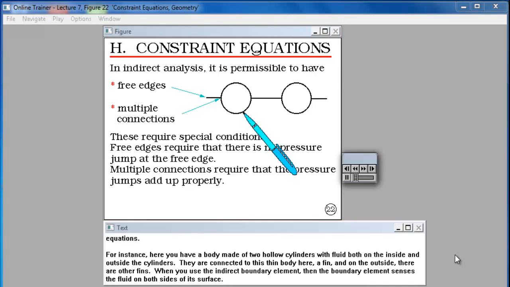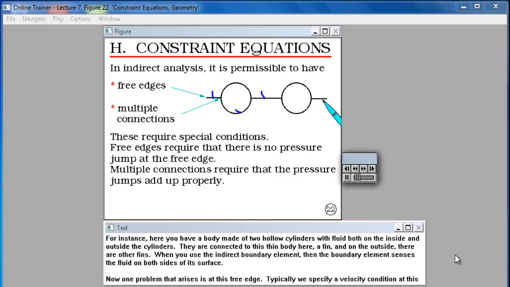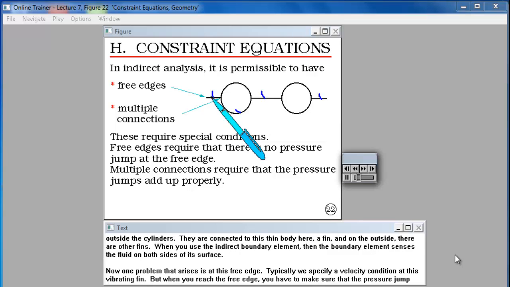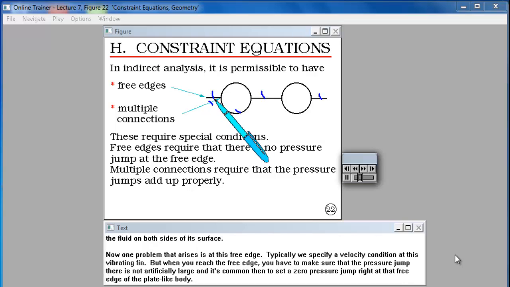For instance, here you have a body made of 2 hollow cylinders with fluid both on the inside and outside of the cylinders. They're connected by this thin body here, a fin, and on the outside there are other fins. When you use the indirect boundary element, then the boundary element senses the fluid on both sides of its surface. Now, one problem that arises is at this free edge. Typically, we specify a velocity condition at this vibrating fin.